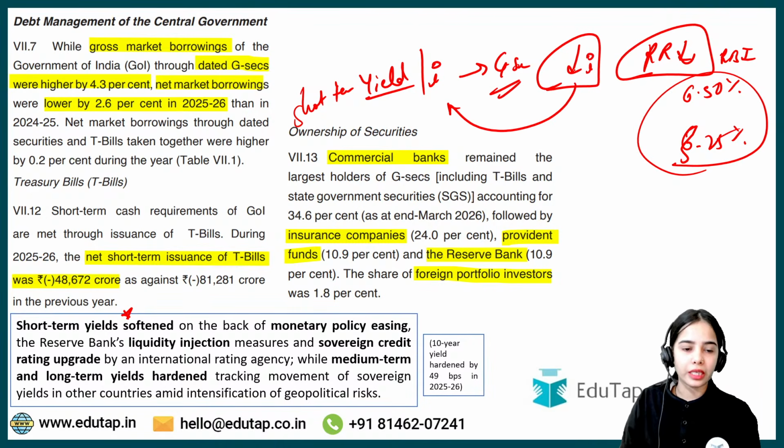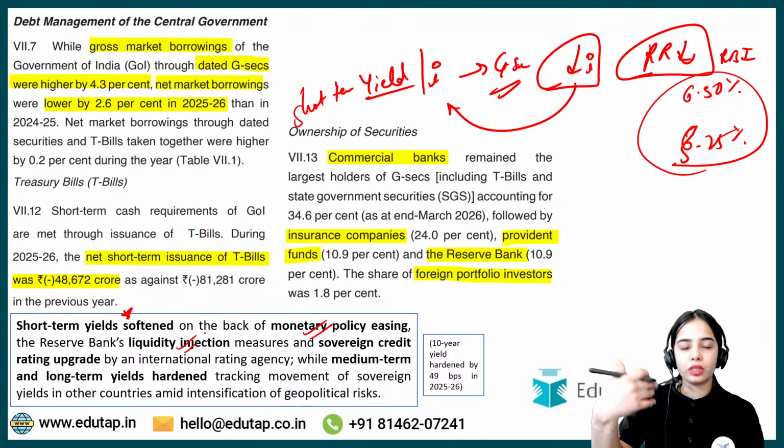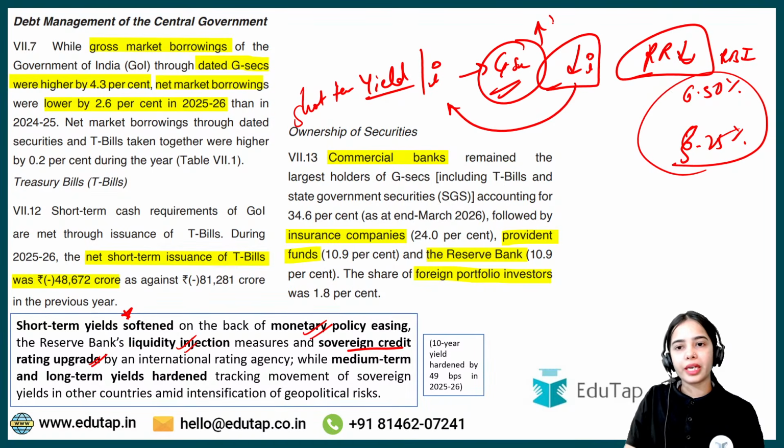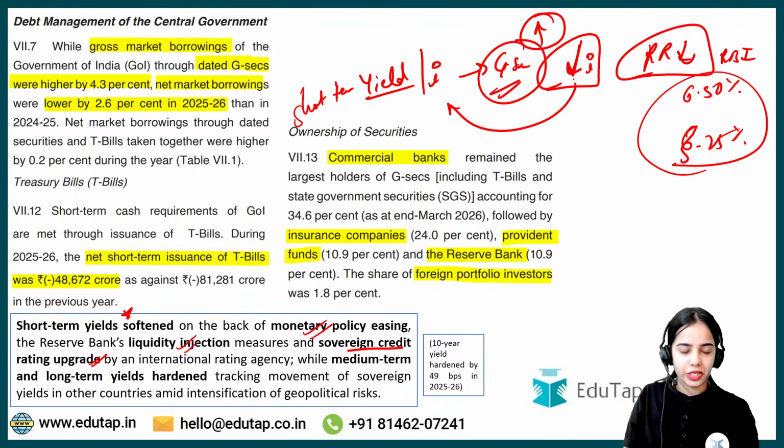The short term yield decreased because of the monetary policy easing, because of the liquidity injection the RBI was providing in the economy, as well as the sovereign credit rating upgrade. The government securities credit rating was upgraded, due to which also lesser interest was given.